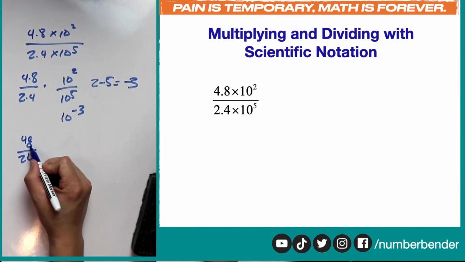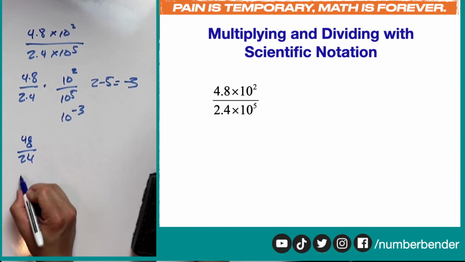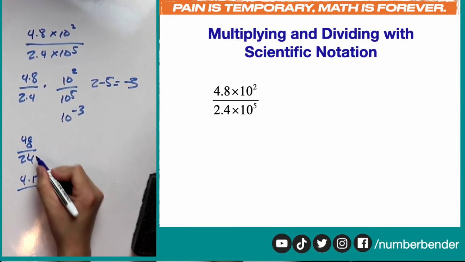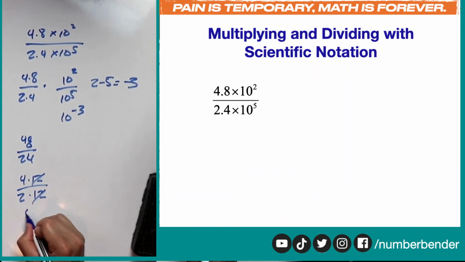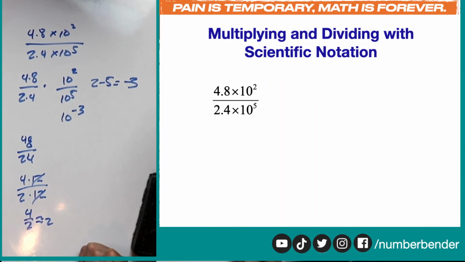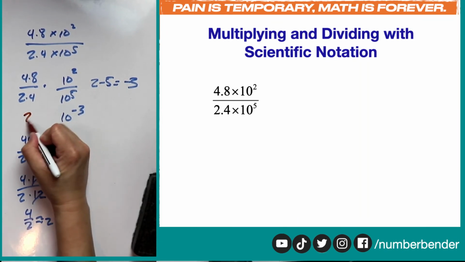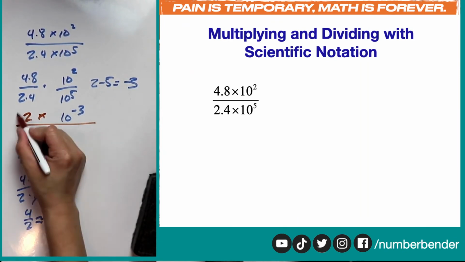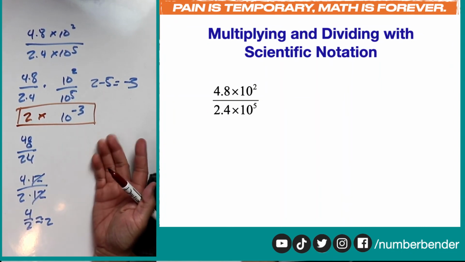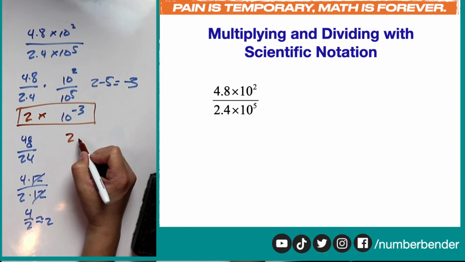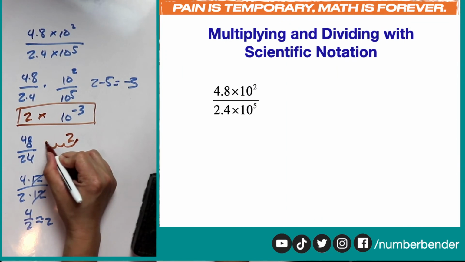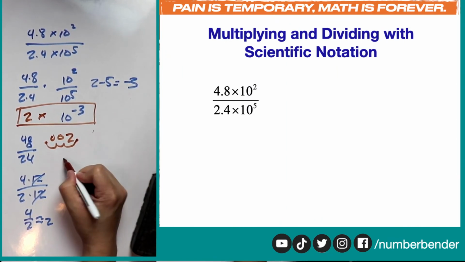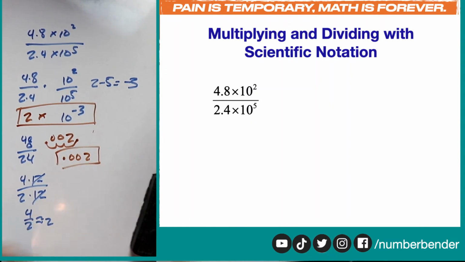So that means by factoring, how many 12s do we have in 48? We have 4 12s, so 4 times 12. And how many 12s in 24? We have 2 12s. So that means we can cancel this out, and we are left with 4 over 2, which is equal to 2. So that means this 4.8 divided by 2.4 is actually equal to 2 times this value, and this is now our scientific notation. And if we want to change this into its standard form, negative becomes a small number, so 1, 2, 3, so it's going to be 0.002 in its standard form.